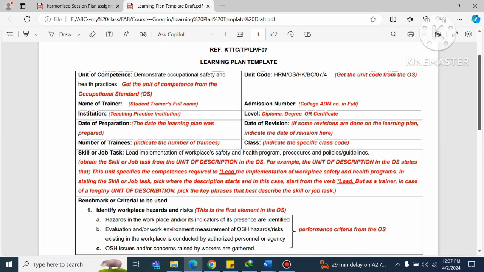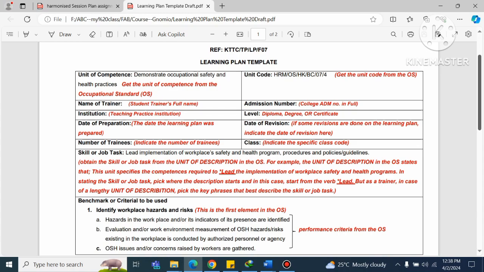On the learning plan, you have the reference and some reference number there. We first start with the unit of competence. We get the unit of competence from the occupation standard, that is the OS. We have another video to look at the OS. For this example, the unit of competence is called demonstrate occupational safety and health practices. You get the unit of competence from the OS, the occupation standard. Then you have the unit code, which you also get from the OS.